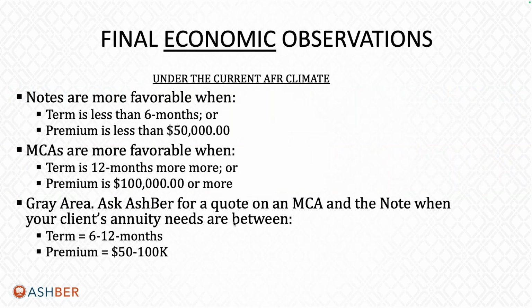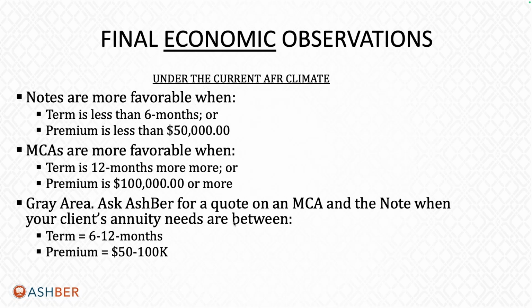All right, so these are the encapsulated final economic observations. And I stress that this is under the current climate, because the AFR is a monthly figure and is changed monthly. This is sort of a moving target. So I think it's always good to run illustrations both ways, just to see how the rate is impacting your client's cost of the promissory note.